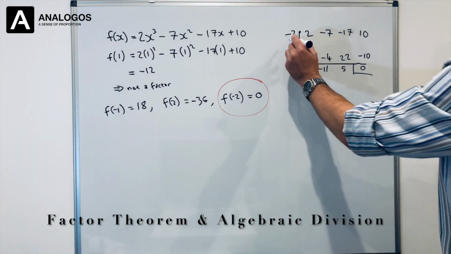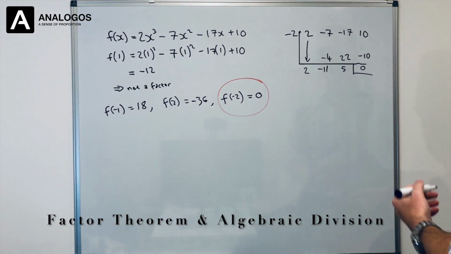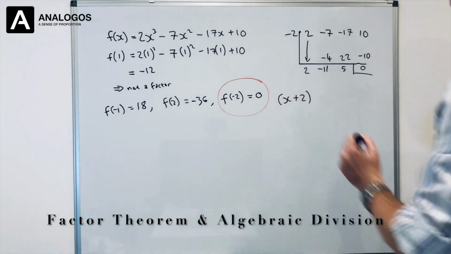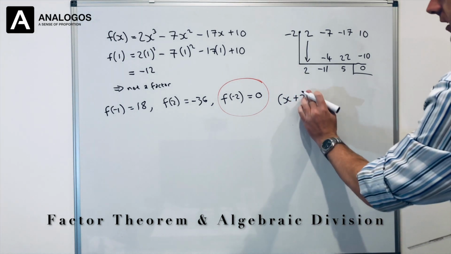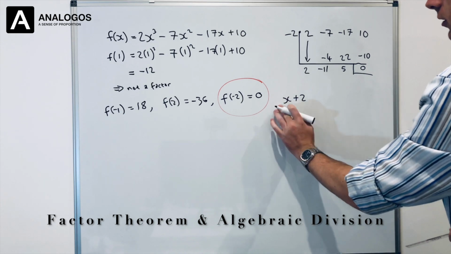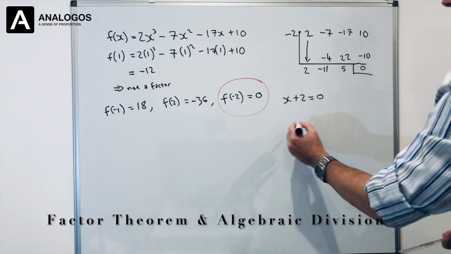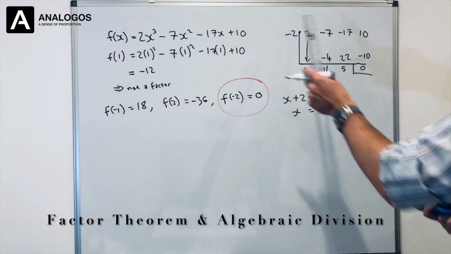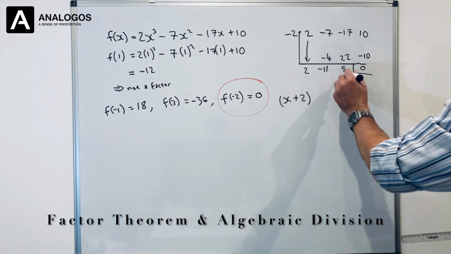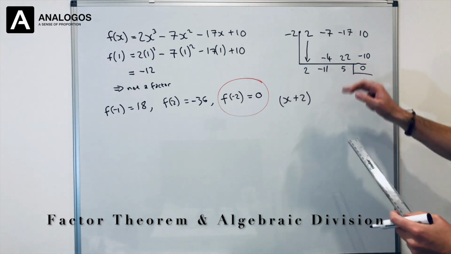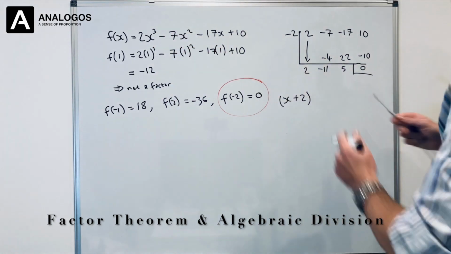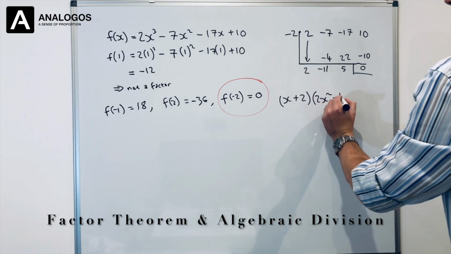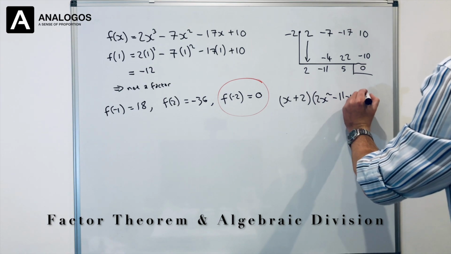So how do we write that? If negative 2 is a factor, how does that appear in the bracket? That's written like that, because if, for example, we were to make that equal to 0, 2 would be taken to the other side. x equals minus 2. So as a factor, it's written like that. And then we use the remaining coefficients here, but we've gone down a power. We started off at cubed, we're now going to be with squared. So it's 2x squared minus 11x plus 5.